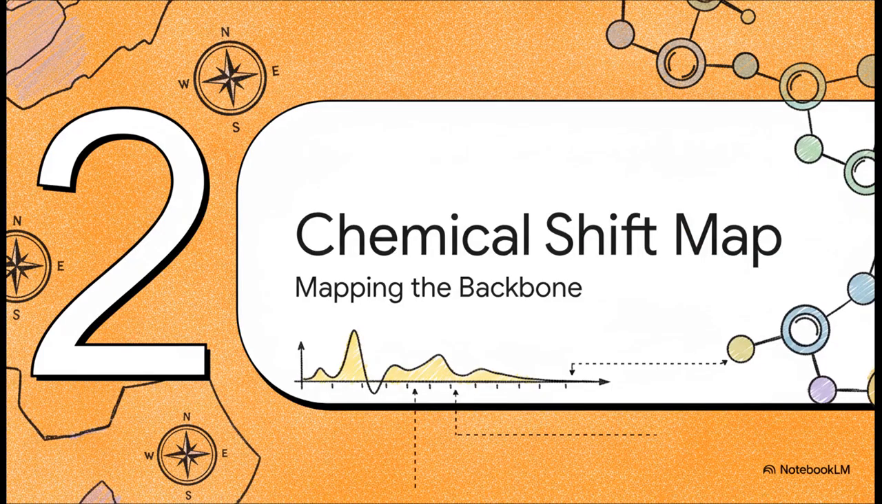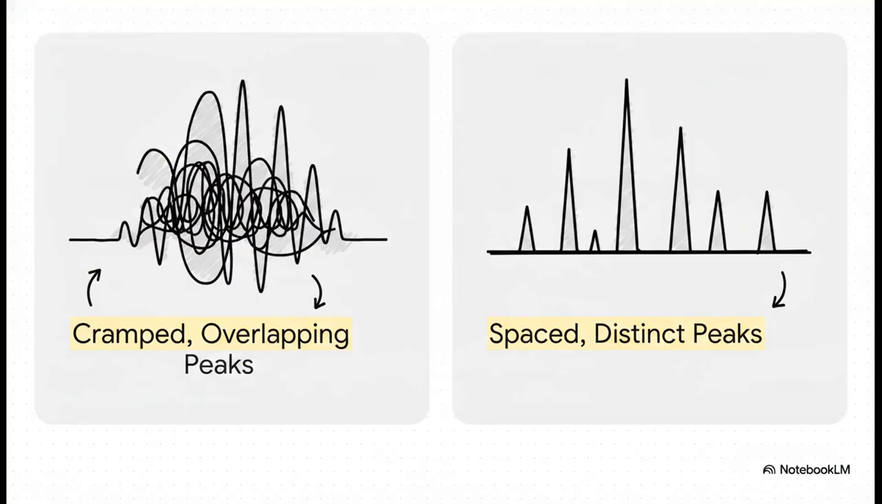Moving right along to Section 2, the chemical shift landscape. If you've spent any time looking at proton NMR, you know it operates on a really tight scale, usually between 0 and 12 parts per million, or ppm. And because it's so squeezed together, you get these messy, overlapping peaks all the time. But carbon-13? Its scale is massive.